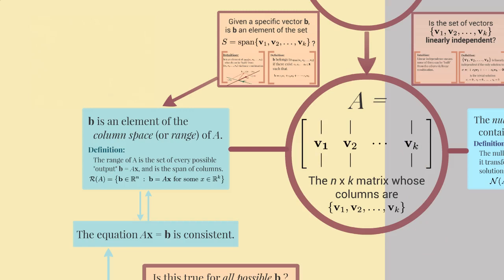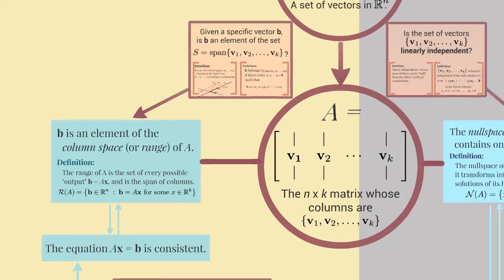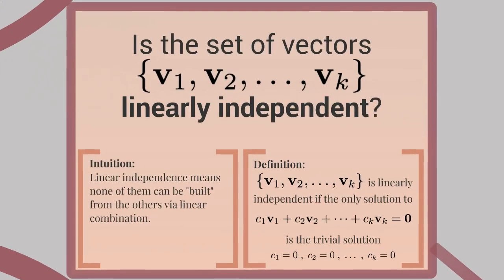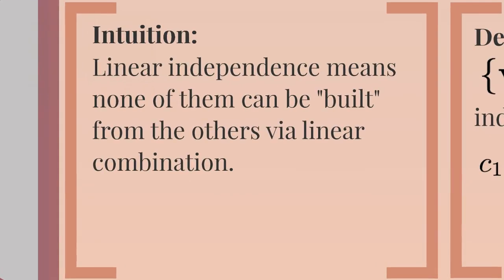So if that's the story for existence, what does the story look like for uniqueness? That's on the other side. Uniqueness questions are questions about linear independence. So the other question we're asking right now about sets of vectors is: is this set of vectors linearly independent? The intuition for linear independence is that none of the vectors in that collection can be built from the others via a linear combination.